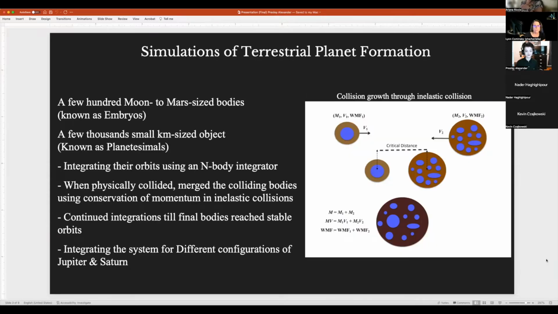In order to answer that question, Dr. Haghighipour simulated the formation of the terrestrial planets, and I analyzed the results. Here is a little bit of detail on the simulation. The N-body integrator that was used creates a few hundred moon to Mars-sized bodies, which are known as embryos, and then a few thousand small kilometer-sized objects known as planetesimals. We integrate their orbits using an N-body integrator called Mercury. When they physically collide, the bodies merge perfectly. There is a conservation of momentum in inelastic collisions.